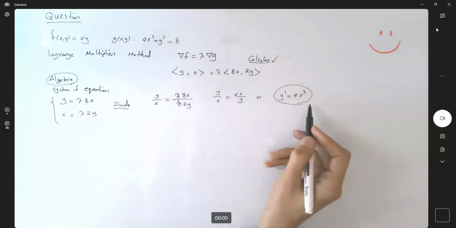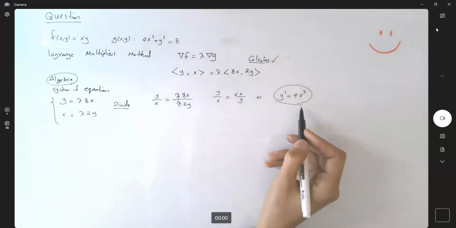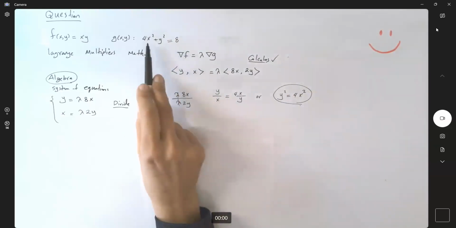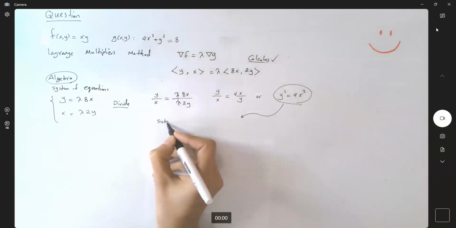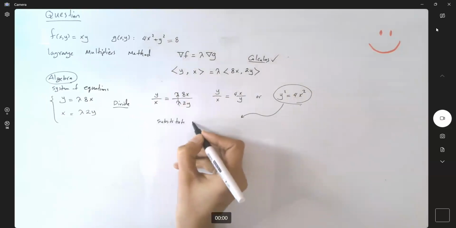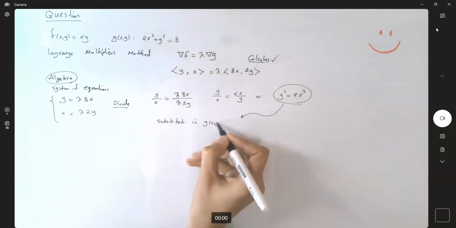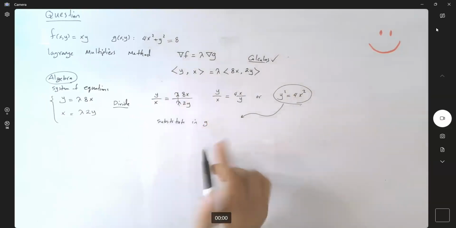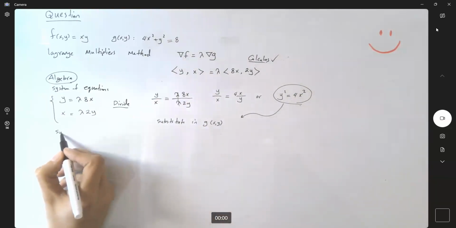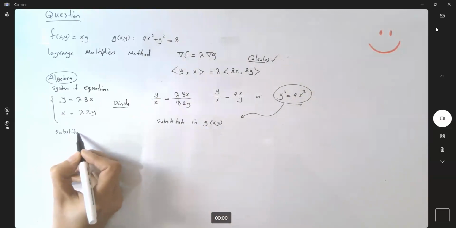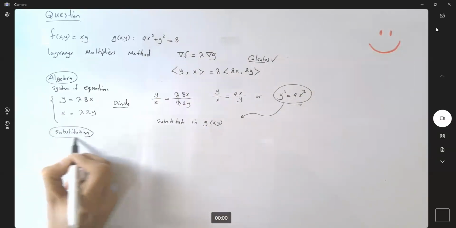I'm not going to simplify this. Why? Because if I look at my constraint, I have everything written in x squared, y squared. Substitute in g of x and y. This is your very next step. So let's do the substitution and see what we have.